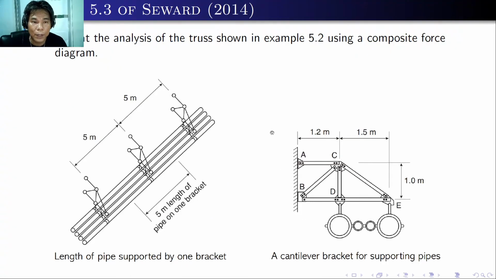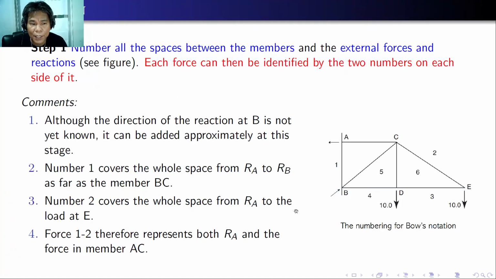So here we repeat the analysis of the truss using a composite force diagram. Again, you have to draw a scale drawing first, just like this one. So for step 1, you have to number all the spaces between the members. So here, since there is no member on AB, this is just confusing. I hope you remember there is no member here. So you have to number all the spaces between the members and the external forces and reactions. Its force can then be identified by the two numbers on either side of it, as I mentioned earlier.